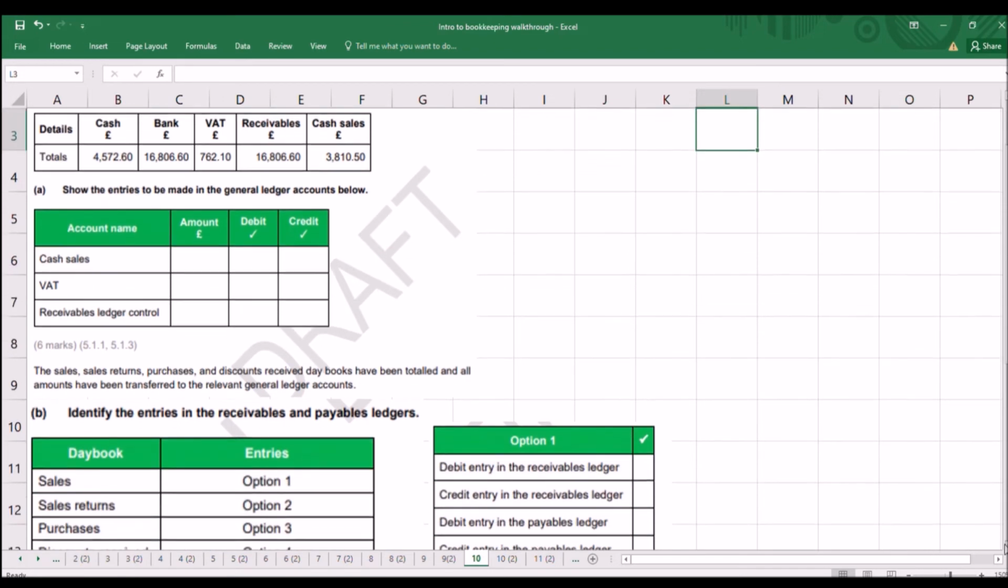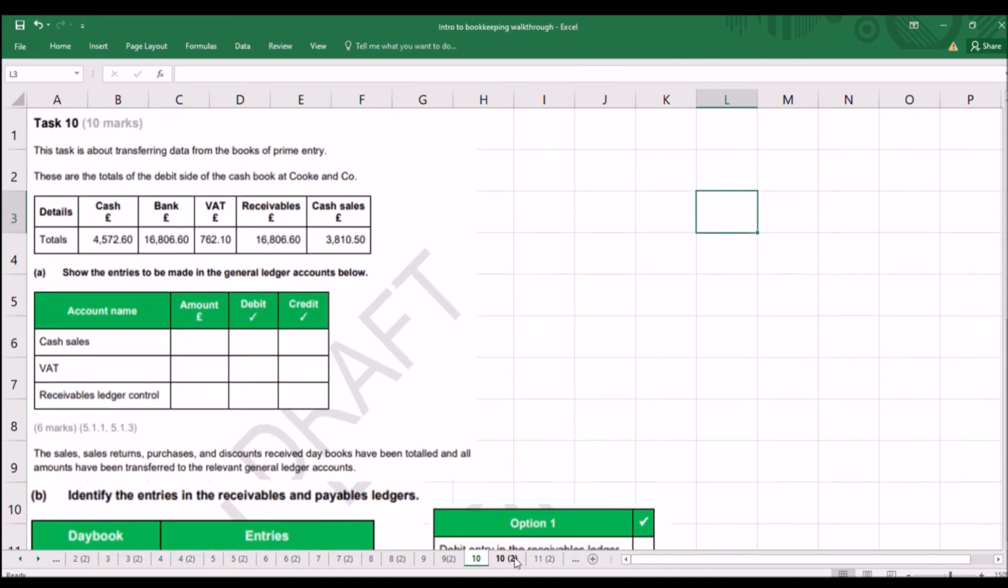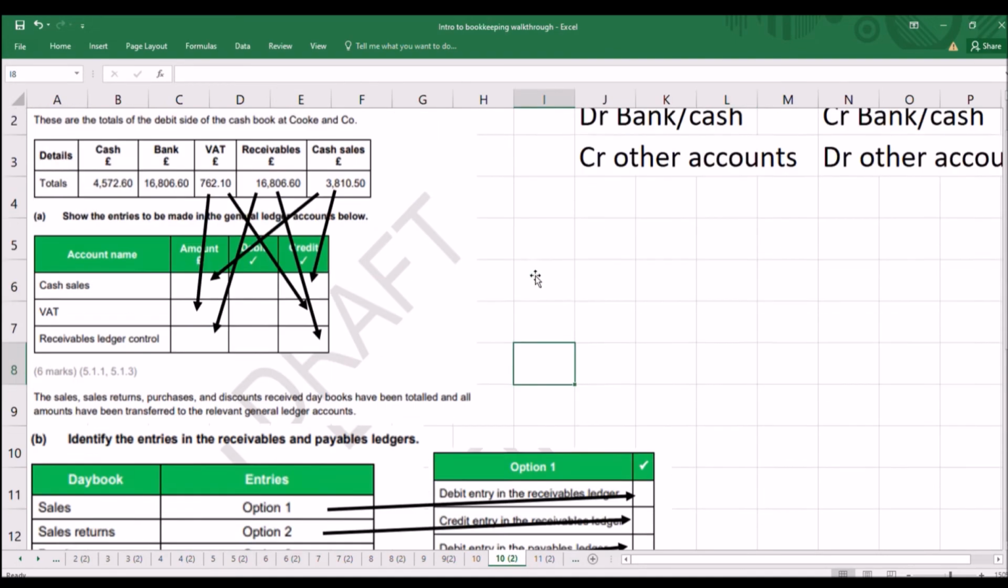And then B has got some purchases, some various day books, and what are the entries in the various ledgers. So pause there, have a go at that. Pause it. And now I'll do the answers.